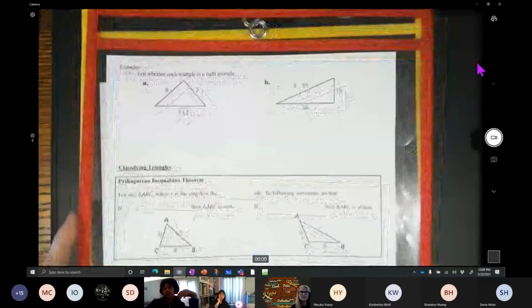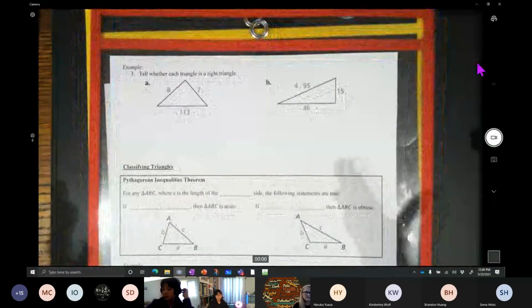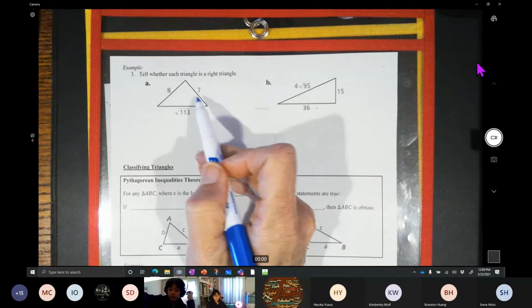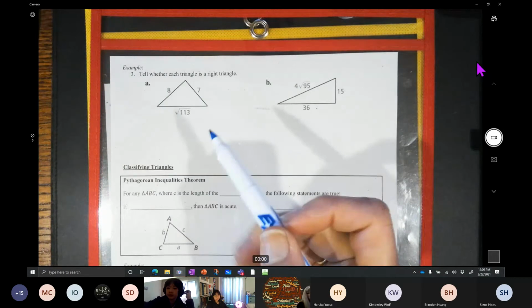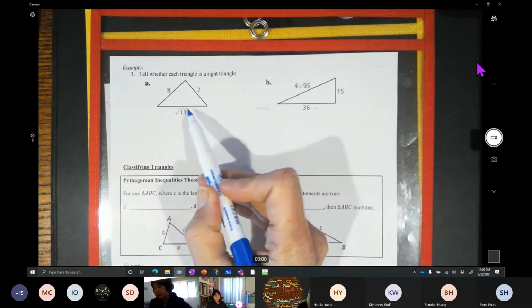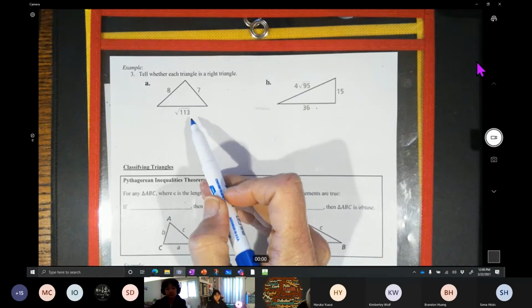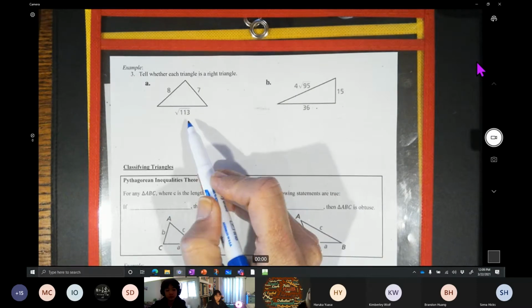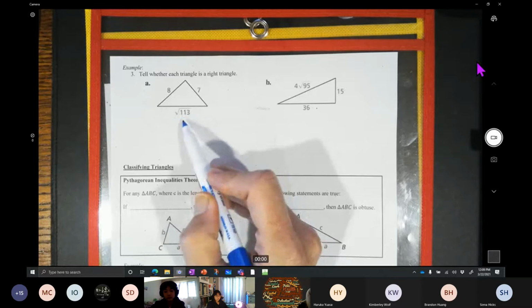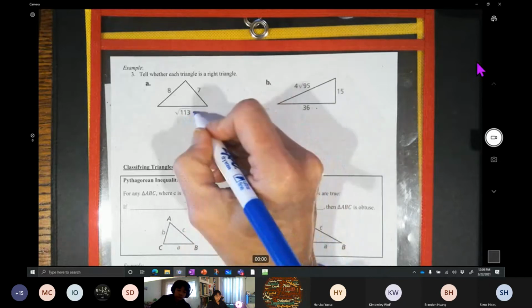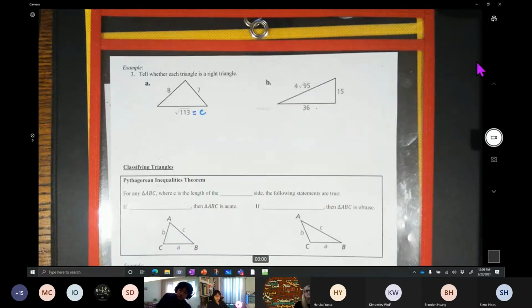Okay, I'm going to turn this over. We're just going to tell if they are a right triangle. That's it. So these two, 7 and 8, and this square root of 113. I know it has to be more than 10. It's more than 10 because the root of 100 is 10. So if this is more than 10, then that has to be C.